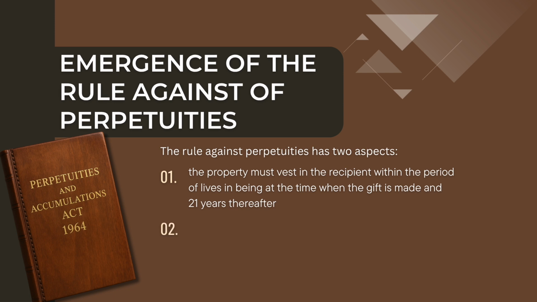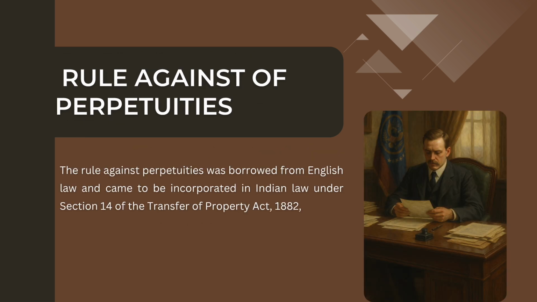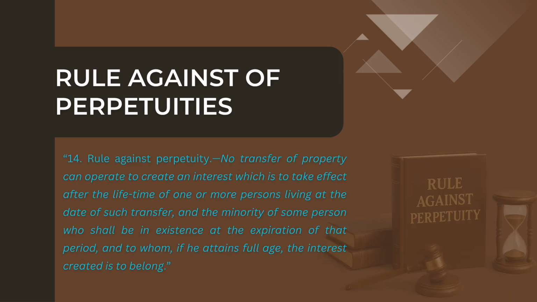And secondly, the property must not be limited in such a way that makes it inalienable in the hands of the recipient. The rule against perpetuities was borrowed from English law and came to be incorporated in Indian law under Section 14 of the Transfer of Property Act 1882, which states, Section 14, rule against perpetuity.